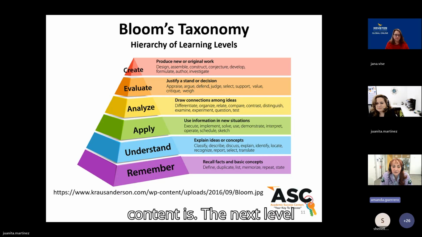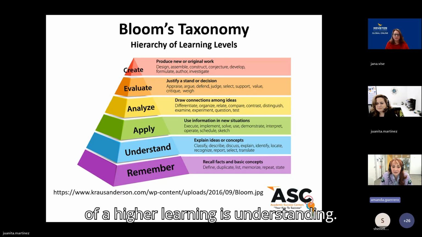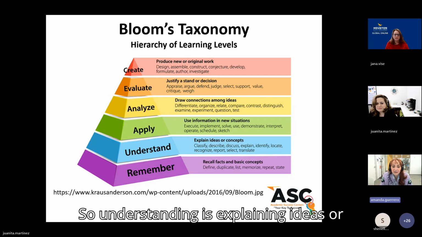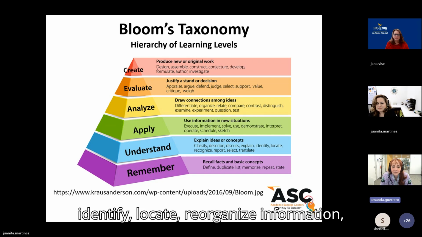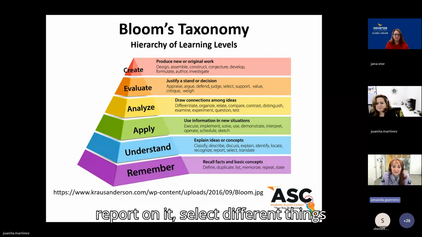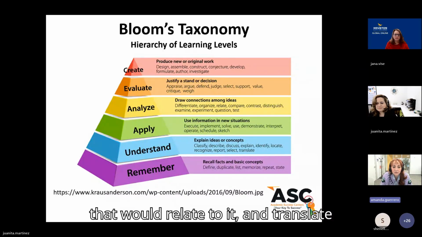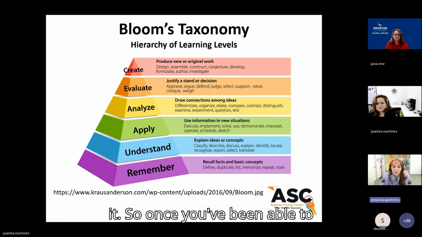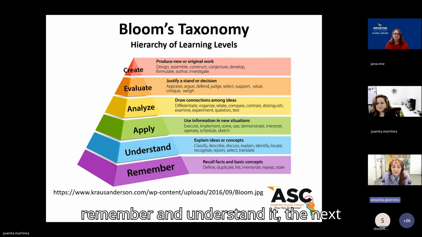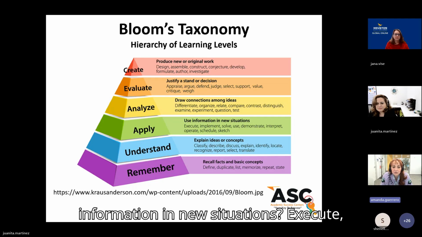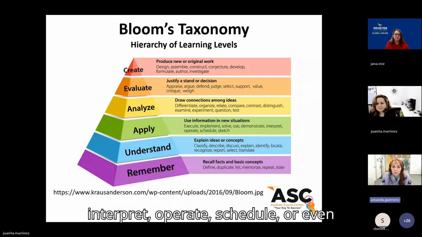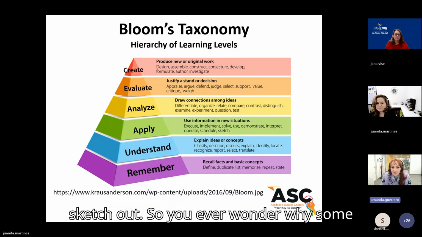The next level of higher learning is understanding. So understanding is explaining ideas or concepts, being able to classify, describe, discuss, explain, identify, locate, reorganize information, report on it, select different things that would relate to it, and translate it. So once you've been able to remember and understand it, the next layer is applying it. Can I use the information in new situations? Execute, implement, solve, use, demonstrate, interpret, operate, schedule, or even sketch out.